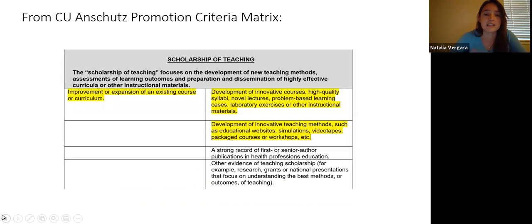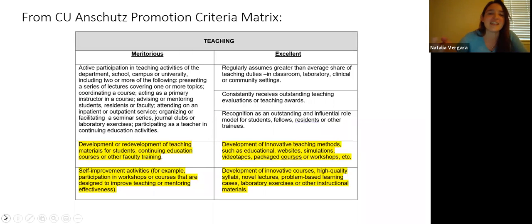So for example, here in teaching, sorry, can you go back? Thank you. It is considered meritorious. Some of the examples are the development of teaching materials and continuing education courses. I highlighted here also self-improvement activities, because part of our program has been developing all these faculty development workshops on OER, and that can be highlighted as something that you have done for self-improvement for your teaching mission. But the development or redevelopment of materials or courses is something that is highlighted as meritorious on this side, and as excellence in the right panel here.